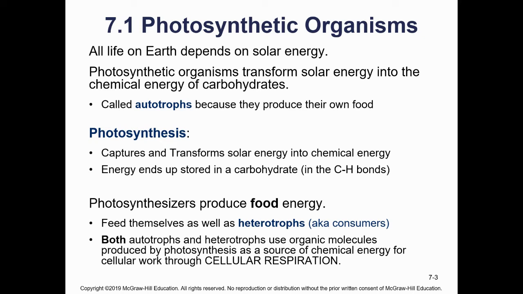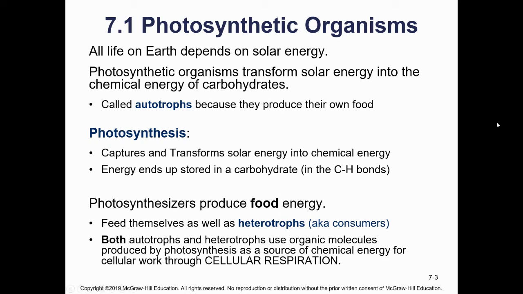Photosynthetic organisms transfer the energy that comes in sunlight into chemical energy, and that's the energy that's held in the carbon-hydrogen bonds of carbohydrates. We call them autotrophs. Auto is self. Troph, if we talk about trophic levels in a food chain, that's your feeding order, where you feed. Autotrophs feed themselves. They make their own food. Of course, while they're making their own food, heterotrophs eat them. So not only do they produce their own food, but then they become food for higher up on the food chain.